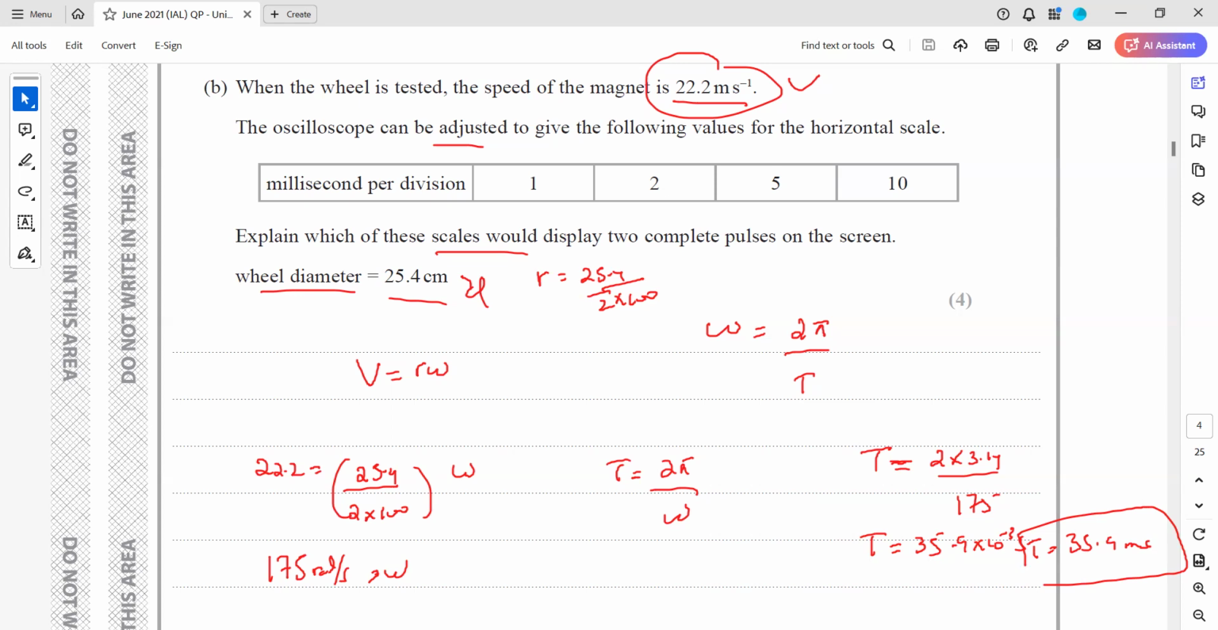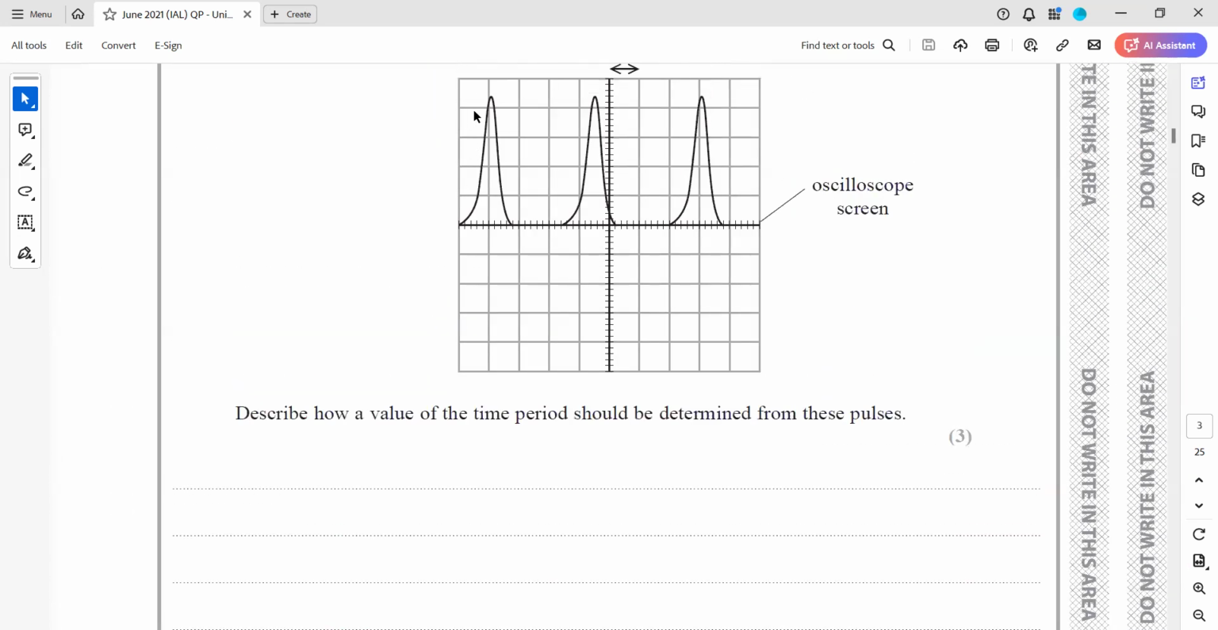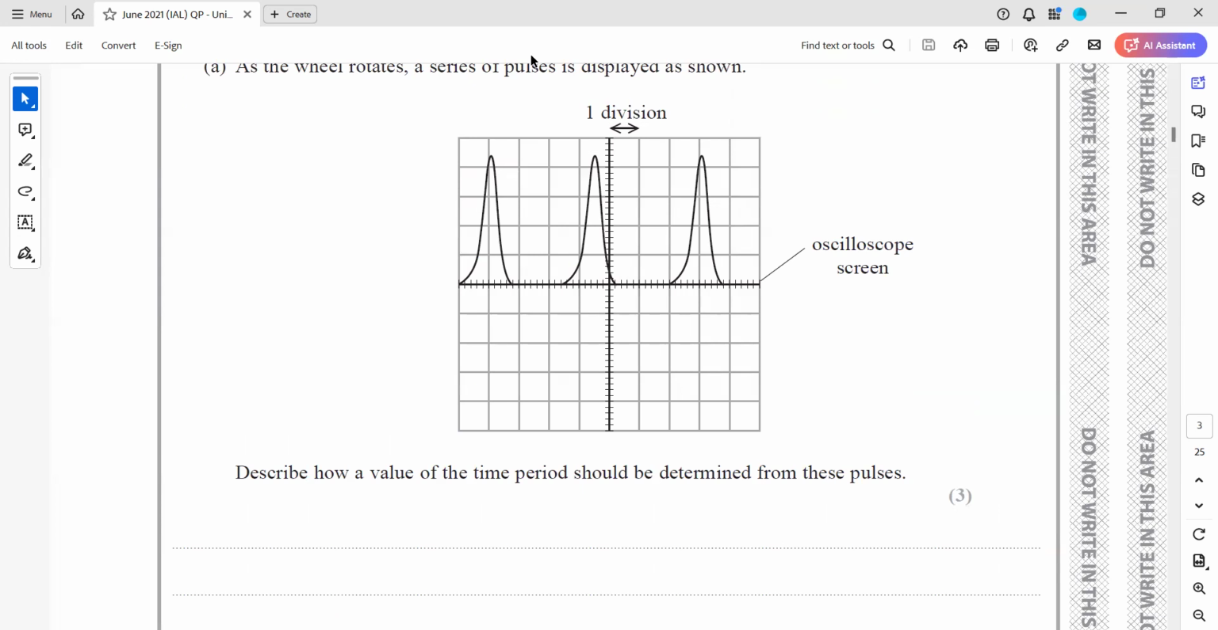Which setting? We worked out the time period now, which is 35.9 milliseconds. If we check, as you can see here, this time interval is how much? 35.9. This time interval is how much? 35.9, because that we worked out as the time period. So what setting should we use for the screen?